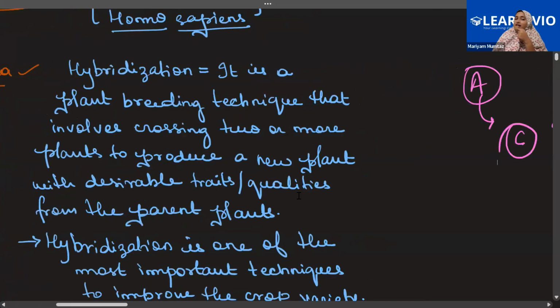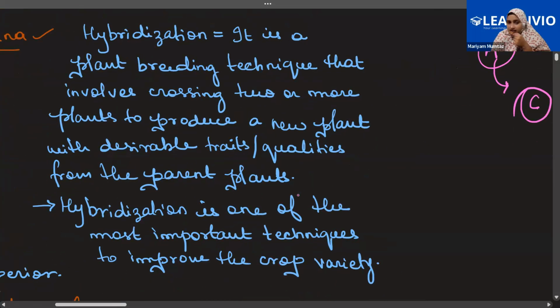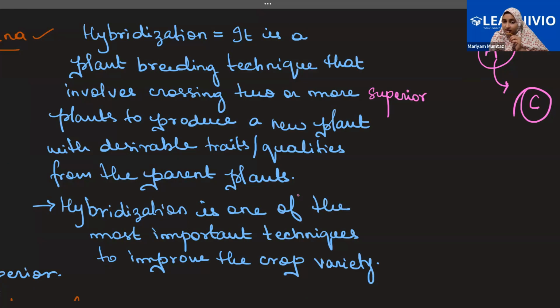So basically, hybridization is a plant breeding technique that involves crossing two or more plants to produce a new plant with desirable characters. Two or more superior plants, right? The plants that are excellent in their characteristics. When they are crossed, a new plant with desirable traits or qualities is made from the parent plants.